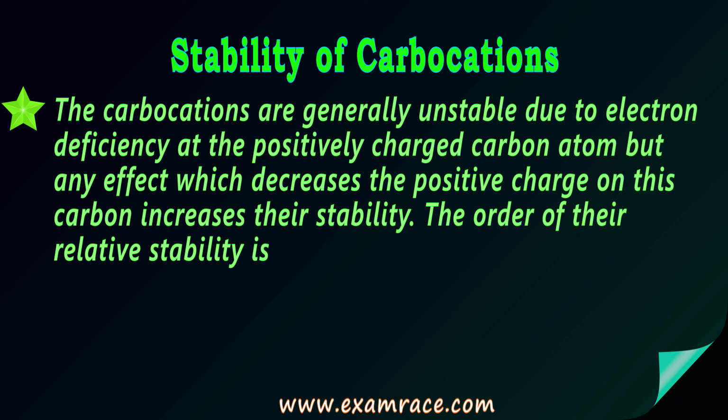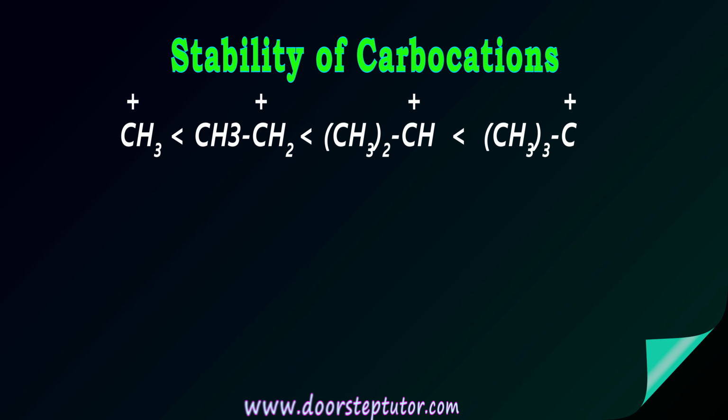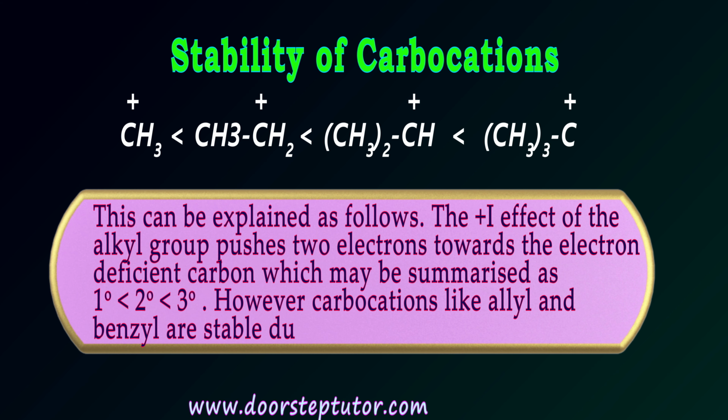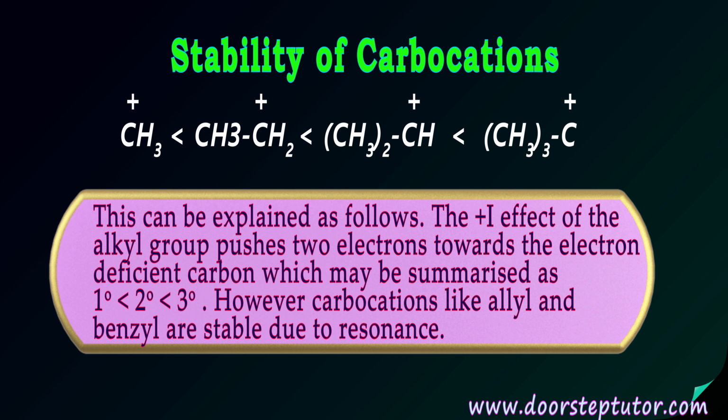Here I have shown you the order of relative stability of these carbocations. You can clearly see that the carbon which is attached to 3 methyl groups, meaning electron donating groups, has the highest stability. Why? Because these electron donating groups are giving it electrons, so it becomes stable. So we can say that the 3-degree carbocation is more stable, then comes the 2-degree one, and then the 1-degree one. This is the order of stability.